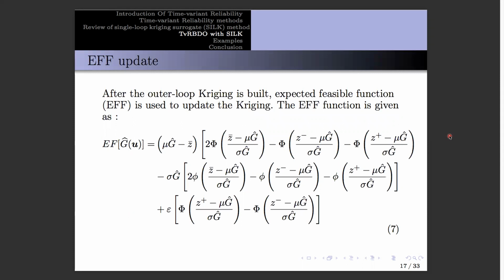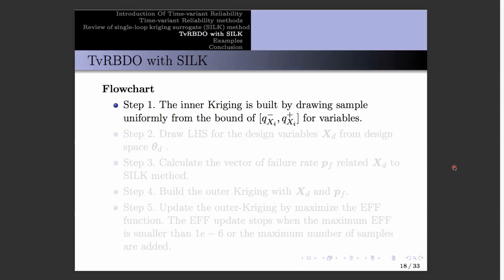After the outer loop Kriging is built, the expected feasibility function, shortly EFF function, is used to update the Kriging. The EFF function is given by this formula. So the first step is to build an inner Kriging that is drawn by sampling uniformly from the bounds for the variables.